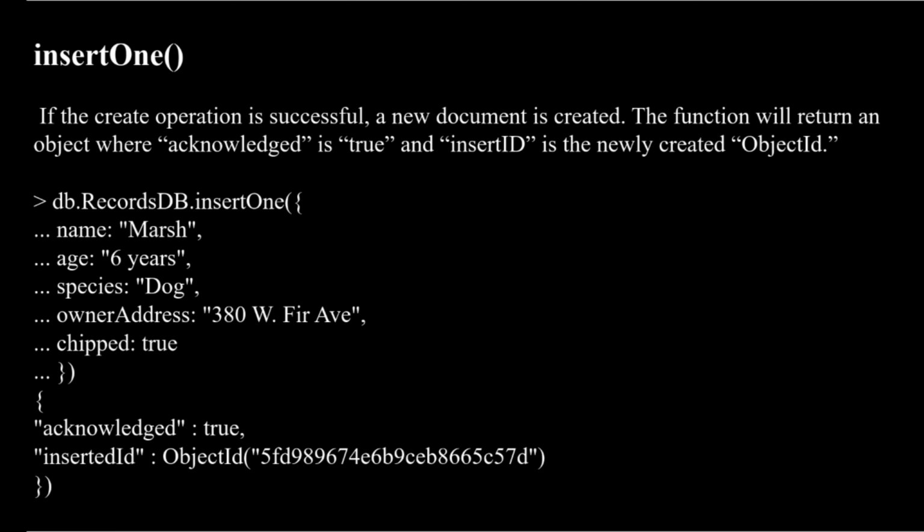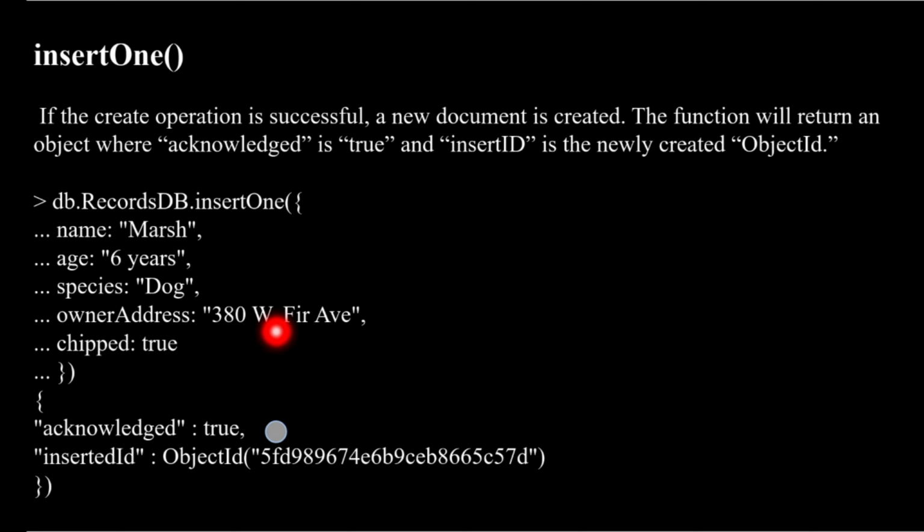When the insertion is successful, see here, read the theory and write it in your own words. When the insertion is successful, it will be displayed like this: db.records.db.insert1, the same thing you inputted, and everything will come under it. After that, acknowledged true, and the inserted id will be created. We get the acknowledgement as true, and an inserted id, an object id, for the new document that was added.